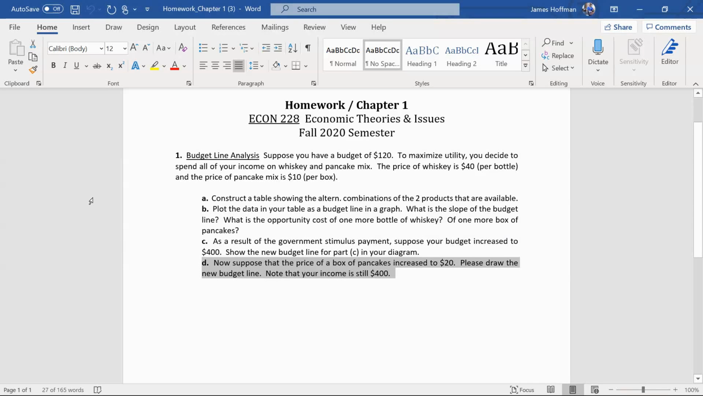Okay, so part D is one of the prices, in this case the price of pancake mix changes. It goes from 10 to 20. All right, and so just put the new price in your general equation for the budget line, and that's going to change the budget line and kind of kink it. And so that'll change the slope, but you should get the idea that all you have to do is put the new price in the general equation for the budget line, and you should be able to get the answer for part D.